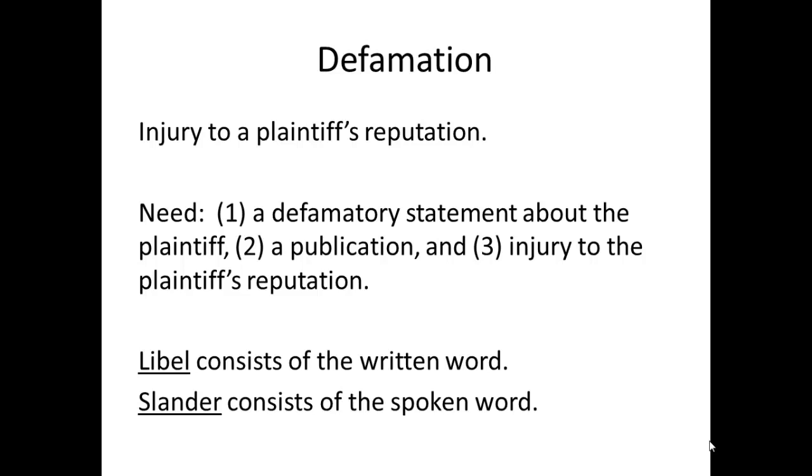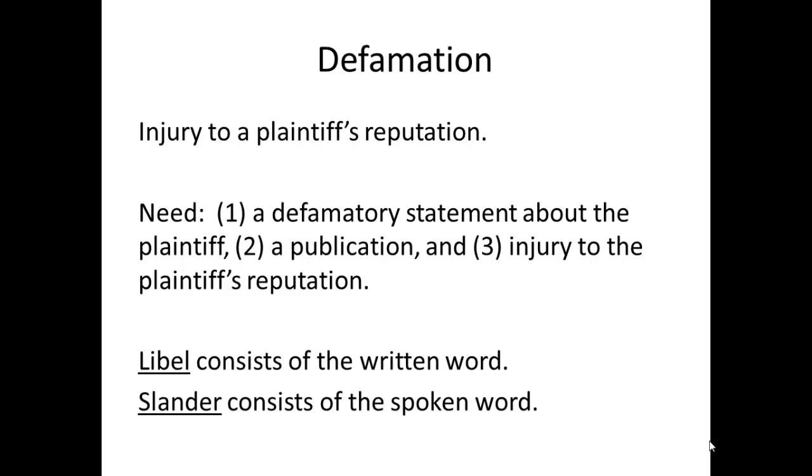Second element of defamation is a publication. A publication requires a communication to a third person. So if, for example, you came up to me in private and said, Dr. Engdahl, you smoke crack? Again, assuming that I don't smoke crack, right? We do not have a publication. There was no third person presence. However, if you made the statement in the presence of a third person, then the publication requirement would be satisfied. What else do we need? Well, certainly we need injury to a plaintiff's reputation.